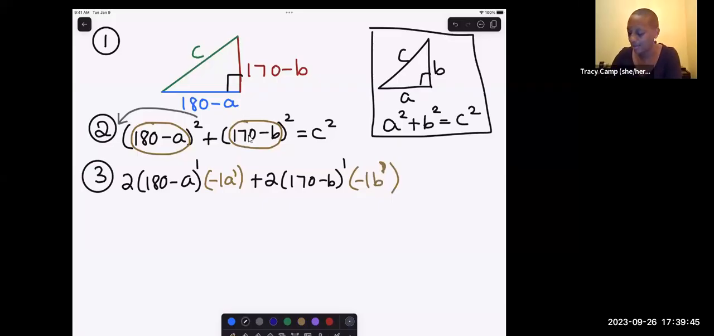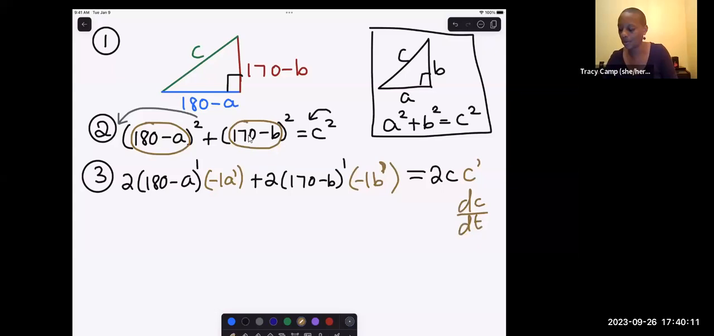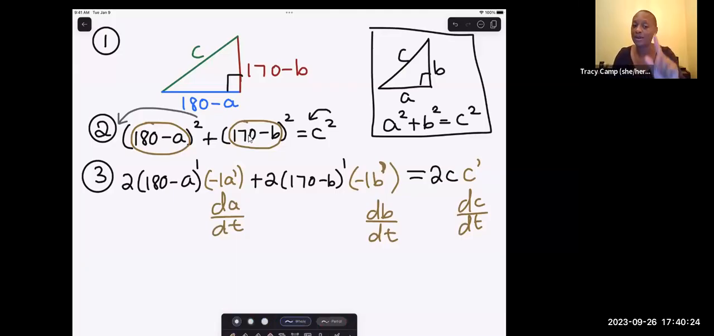And then last of all, once again, power rule. So I have 2C, but then because C is more than just an X, C is a function of time, I have to multiply this by the derivative of C, or in other words, C prime, or some people will write dC dt. And some people for the B prime will write dB dt. And some people for the A prime will write dA dt. I just like to write A prime, B prime, C prime, less writing. But there is an advantage to writing the dA dt, dB dt, dC dt, and that's a reminder that you're dealing with a function of time.